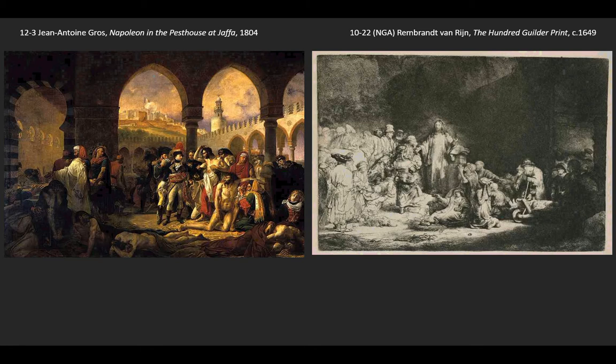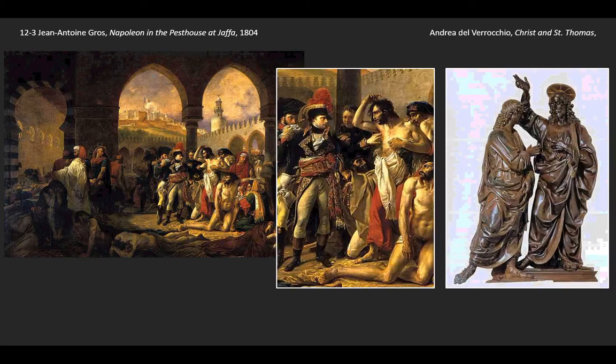single-handedly. At the same time, he wants to humanize Napoleon. And so while on one hand he seems like Christ, on the other hand, by touching the side of that figure who raises his arm, Napoleon is also very much like Thomas, who says, I have to see it, I have to touch the wounds to believe. Going back to this Renaissance sculpture by Leonardo da Vinci's teacher, Verrocchio, you can see the degree to which Napoleon's figure is modeled after St. Thomas as he touches the side of Christ.